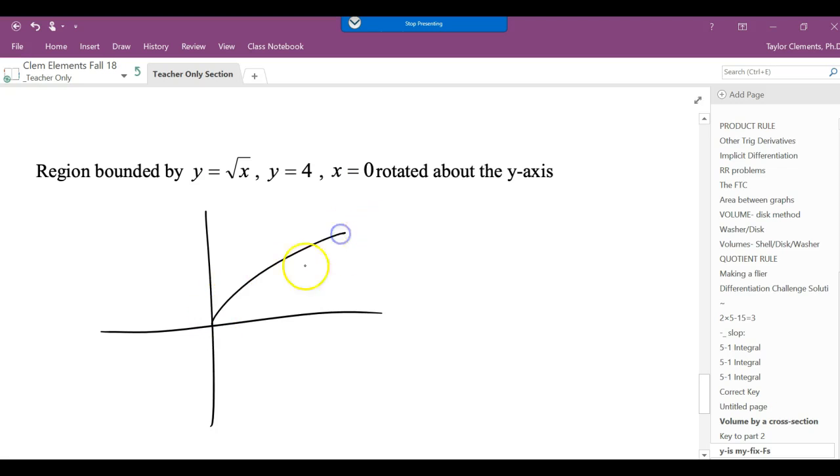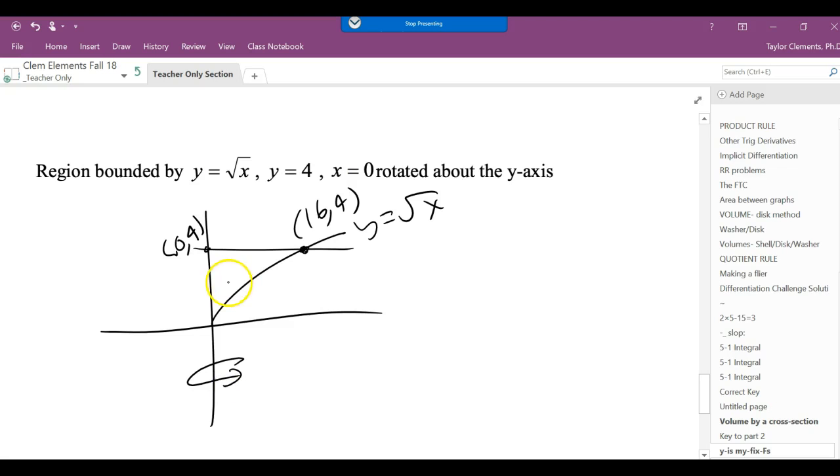Let's see, square root of x. y equals 4. So that's 16, 4. 0, 4. Around the y-axis. That's right here. So it looks like we could do shell, or we just do disk. So we do disk. So that's just pi r squared.